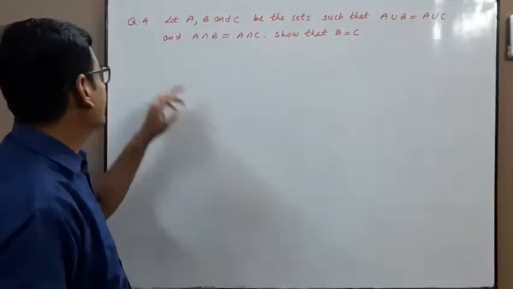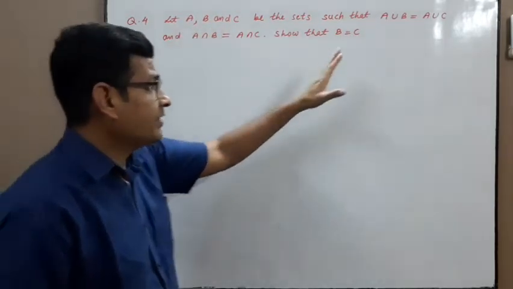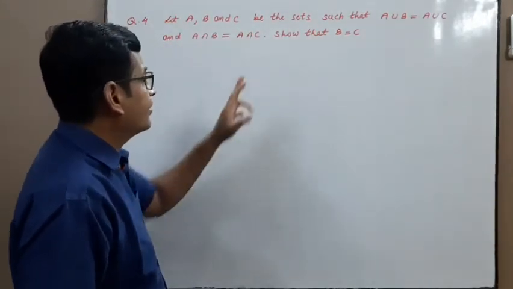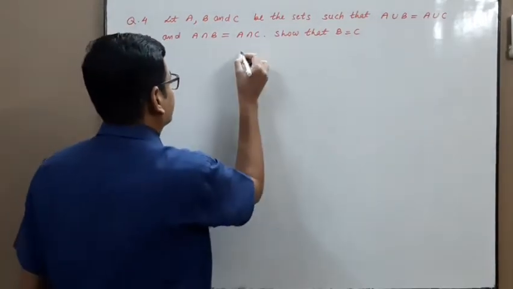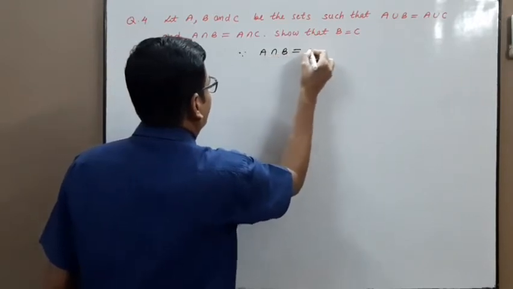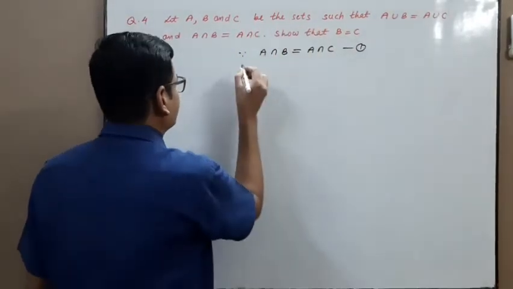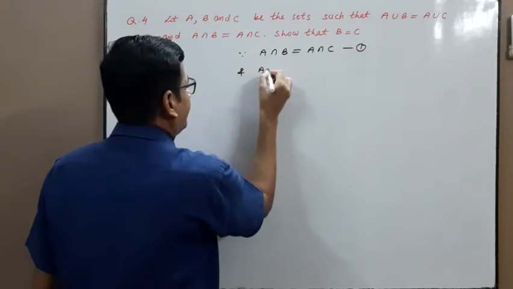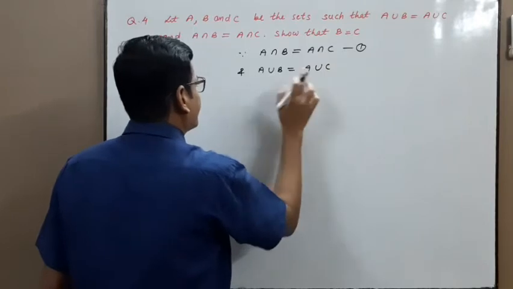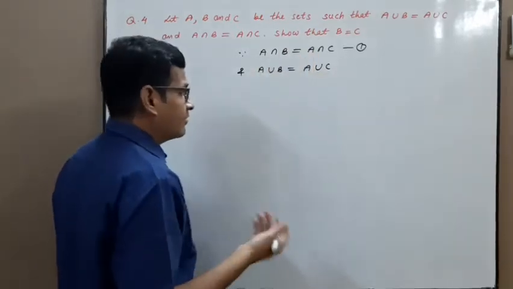Next problem. Question 4. Let A, B and C be sets such that A union B equal to A union C and A intersection B equal to A intersection C. Show that B equal to C. Since A intersection B is equal to A intersection C, give equation number 1. And another information is A union B is equal to A union C. Two sets are equal, means intersection of these two sets with the same set are also equal.